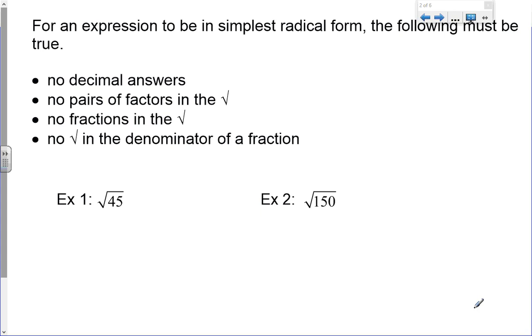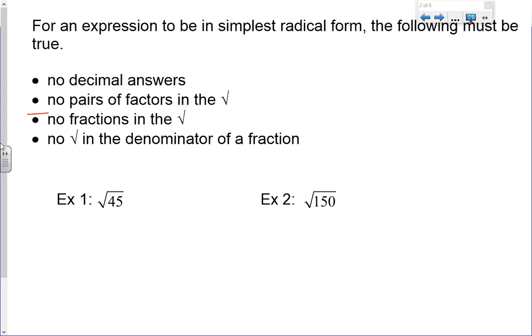You can't leave a pair of factors under the radical. So you can't leave 2 times 2 under the radical. You can't leave 3 times 3 under the radical. There can't be fractions in the radical, and there can't be a radical in the denominator. These last 2 rules we'll focus more on tomorrow. So these first 2 are what we're going to work on understanding, recognizing, and using in today's lesson.